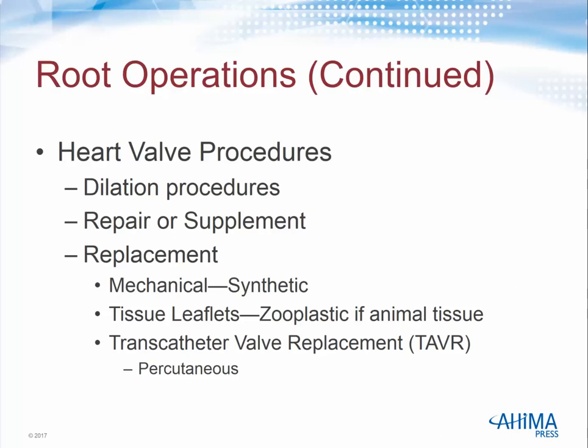We can also replace the valves. We can do a mechanical replacement, or we can replace their valve or part of their valves with animal tissue. Typically, pig tissue is used, and that would be a zooplastic type replacement. And then we have the TAVR, which is the transcatheter valve replacement, which is also discussed in your textbook.